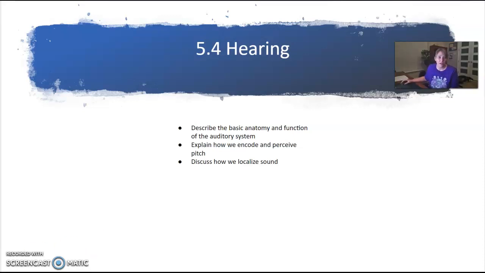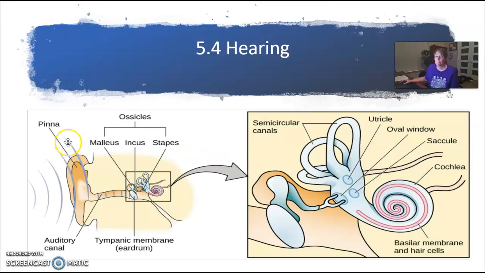The anatomy of the auditory system. Here we go. The pinna, which is the visible part of the ear that protrudes from our heads. The auditory canal, that's your ear tunnel. Then there's the eardrum, the tympanic membrane. I'm going to butcher it if I pronounce it, but I'll try. Maybe I've said that right.